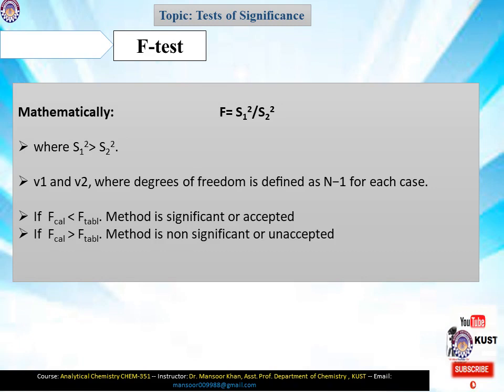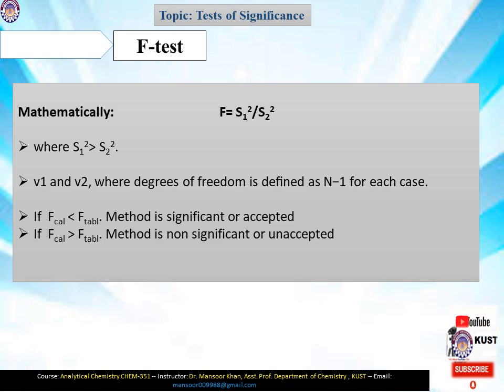The degree of freedom is equal to n minus 1, where n is the number of measurements for each case. So there are two possibilities. Number one, if F calculated is less than F tabulated. F calculated is calculated by the above equation. F tabulated is present in the table given in the textbook, calculated by using statistical probability, which is beyond the scope of this course.